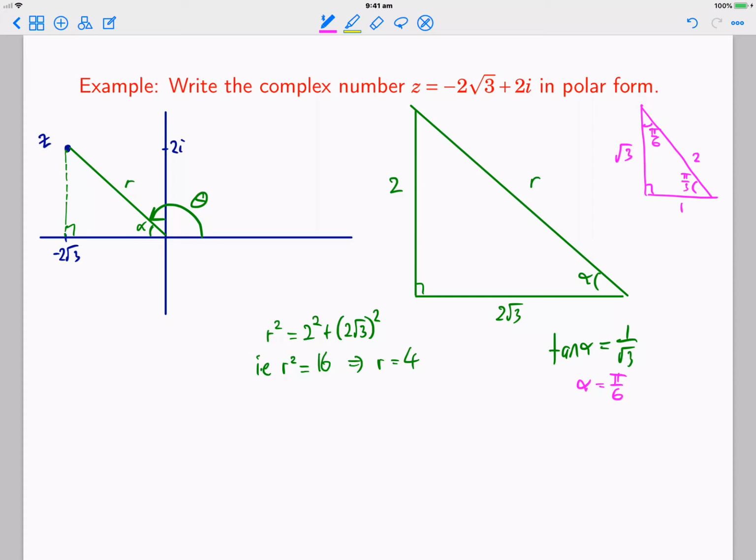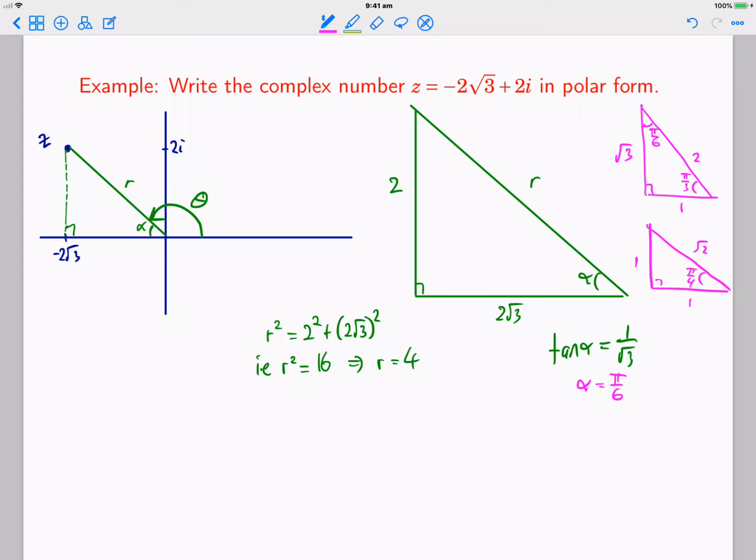Of course, the other important triangle didn't come up in this question, but it will definitely come up in other questions. You also need to remember the other exact triangle as well, the one that goes 1, 1, root 2, pi on 4. That one's also very important. Anyway, don't want to get off track. So we know alpha is pi on 6.